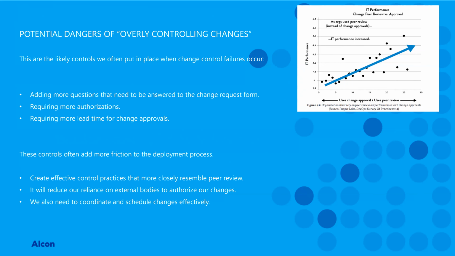These controls often add more friction to the deployment process. What you should do is create effective control policies that more closely exemplify peer review, relying on peer engineers to do the checking and the corrections instead of going through more levels of management to approve changes. This will reduce our reliance on external bodies. As you go through multiple levels of management, you inevitably have to involve more departments, and these things really bog things down. We also need to coordinate and schedule changes effectively, so make sure that we do everything we can to really reduce that friction.